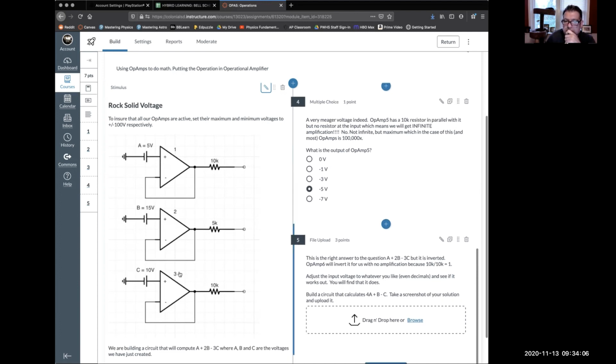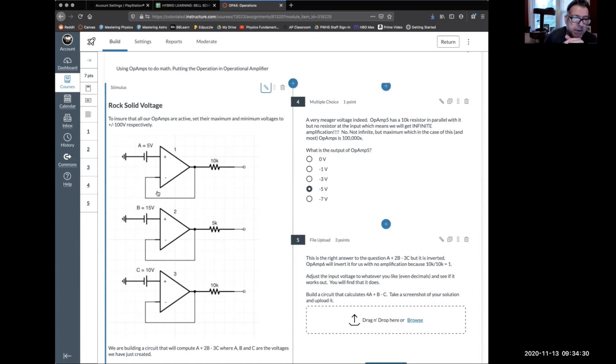Adjust the input voltages here to whatever you like. It doesn't matter that they're 5 volts, 15 volts, and 10 volts. You can make them anything. You could make 5 volts 2.2 volts, or 3.5 volts. You could even make it negative 6 volts, 6.37215 volts, whatever. No matter what you make them, the output is going to be A plus 2B minus 3C every time, even when they're decimals.